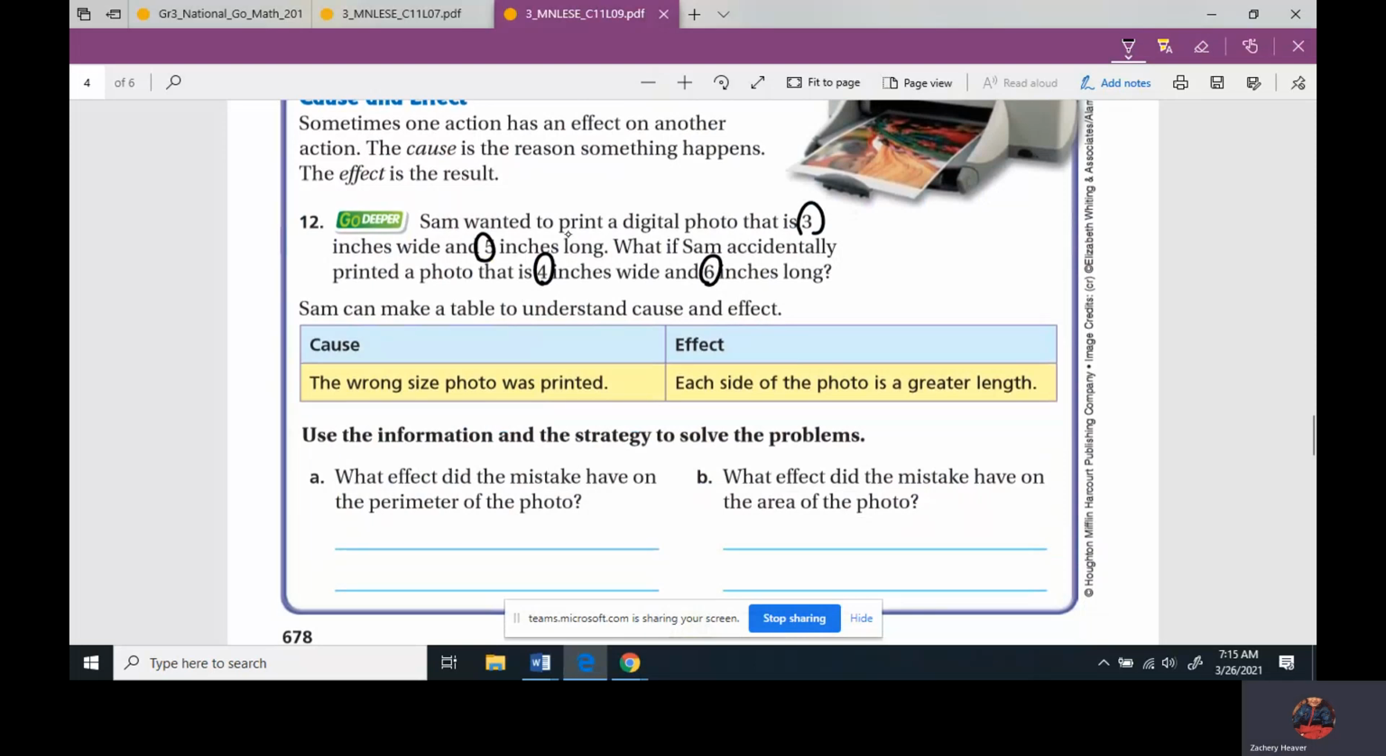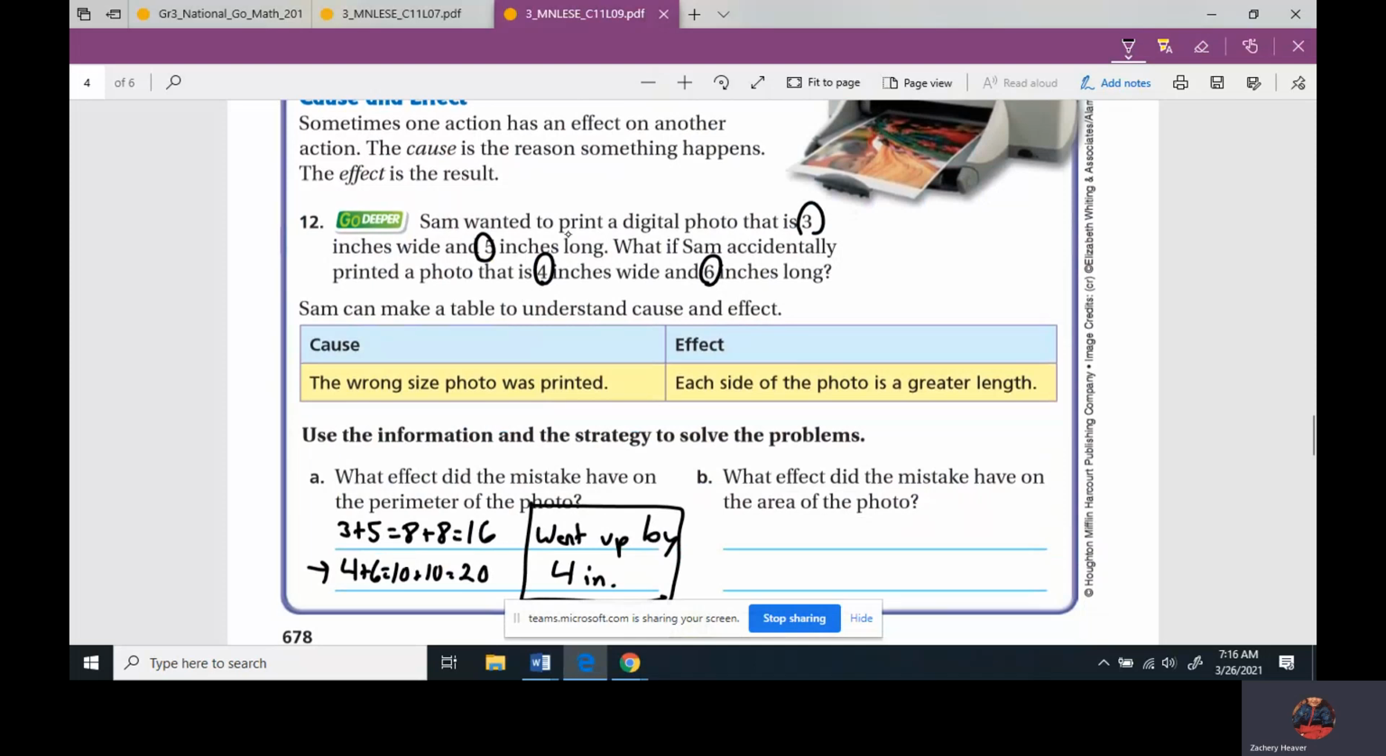So what effect did the mistake have on the perimeter of the photo? Well, originally he wanted it to be 3 and 5. So 3 plus 5 make 8. So we're going to have to double 8 because those are the other 2 sides. So 8 plus 8 equals 16. Now the other one is 4 plus 6. And we're going to double that to make 10 plus 10, which equals 20. So this is what he got. What happened to the perimeter? It went up by 4 inches.